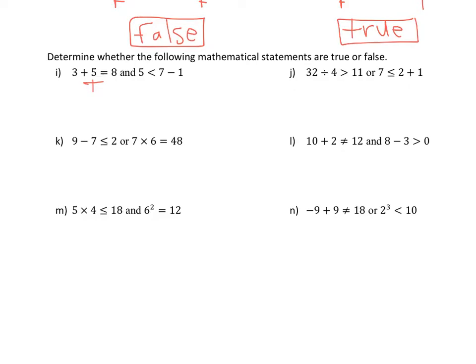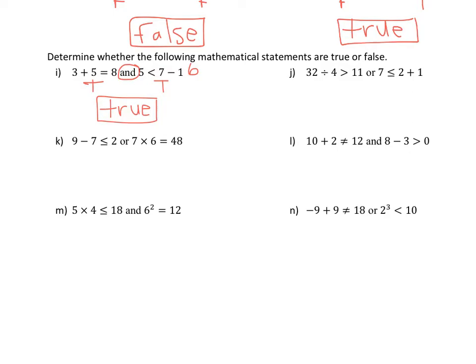5 is less than 7 minus 1. Well, 7 minus 1 is 6. Is 5 less than 6? Yes. Now we need to focus on the word "and." 3 plus 5 equals 8, and 5 is less than 7 minus 1. Because those are both true, this is also altogether true.